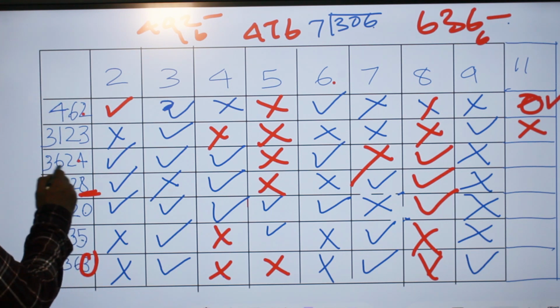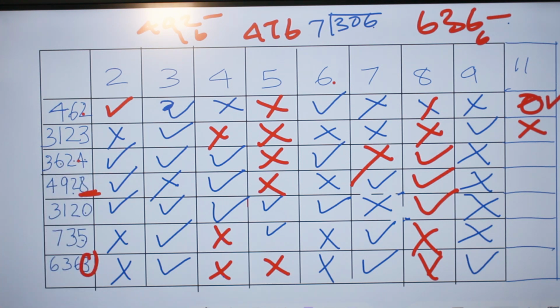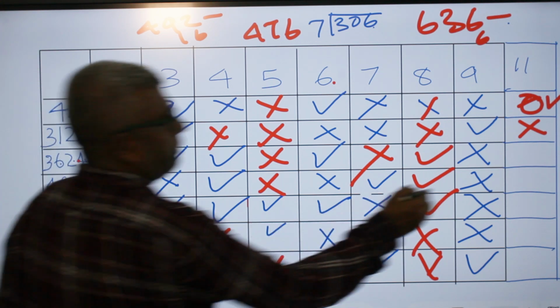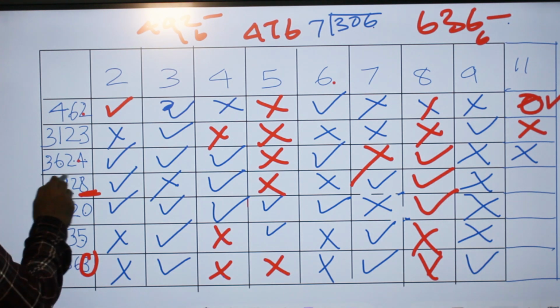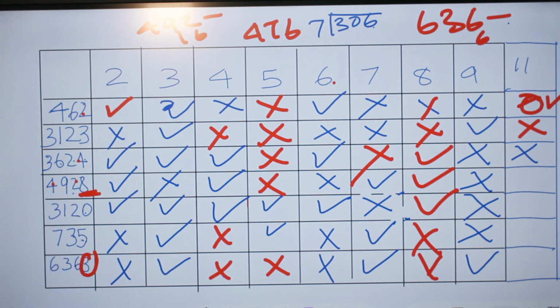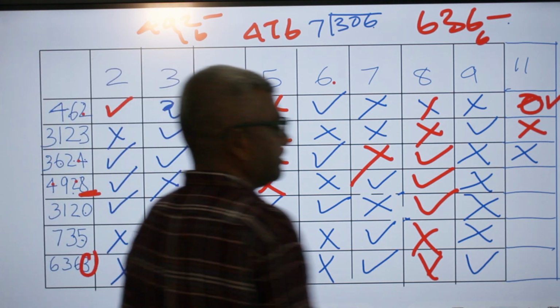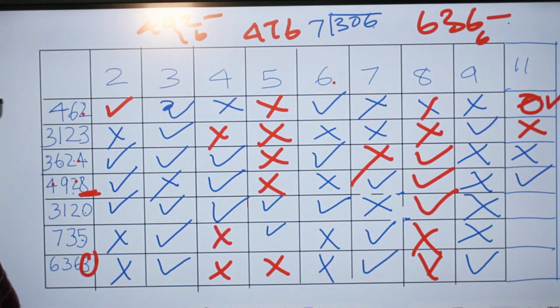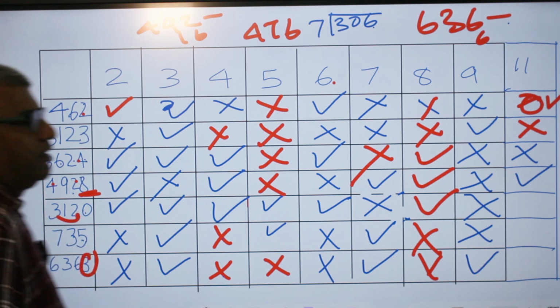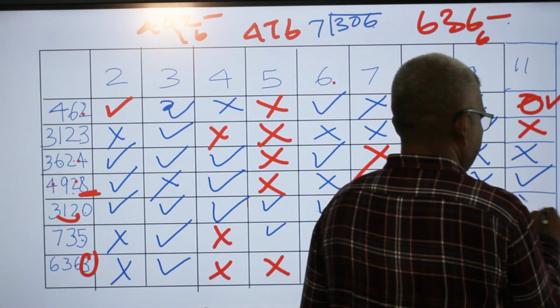3624: 3 plus 2 is 5. 6 plus 4 is 10. 10 minus 5 is 5. So it is not divisible by 11. 4928: 4 plus 2 is 6. 9 plus 8 is 17. 17 minus 6 is 11. So 4928 is divisible by 11. 3120: 3 plus 2 is 5. 5 minus 1 is 4. So no.